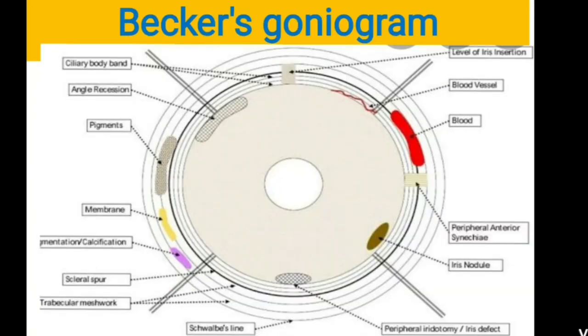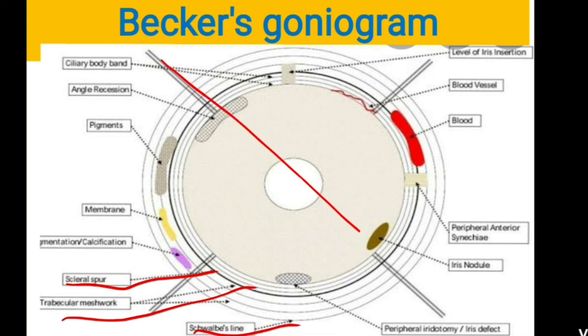So how do you document these angle structures in your case sheet? This is done by using Becker's goniogram. We have mainly 3 circles here. Okay, the inner one is the scleral spur, the middle one is the trabecular meshwork. Here it is shown in 2 circles, and the outer one is the Schwalbe's line. Depending upon which structure is seen, just mark that area.